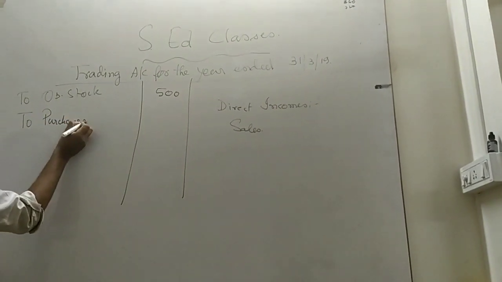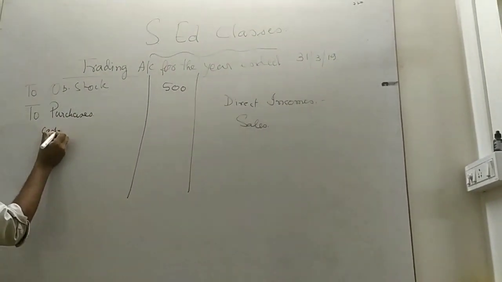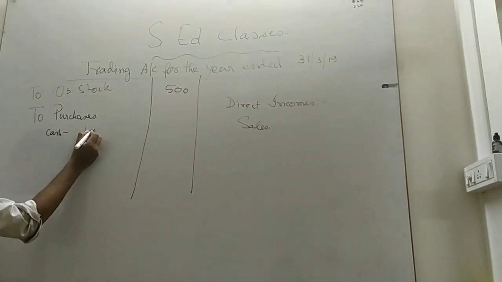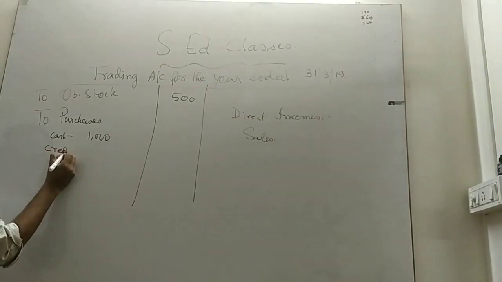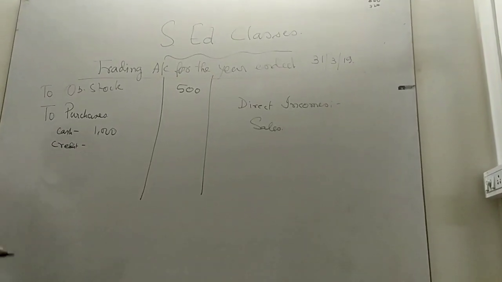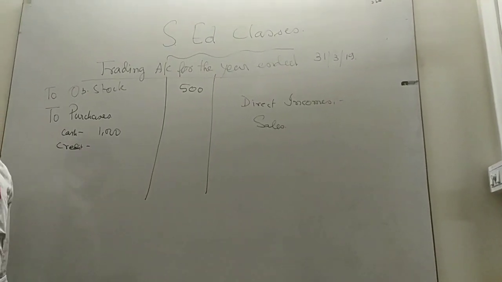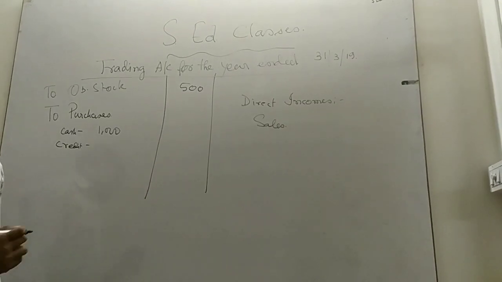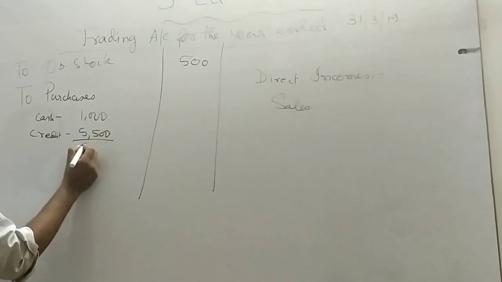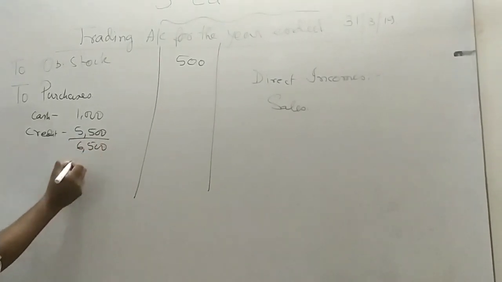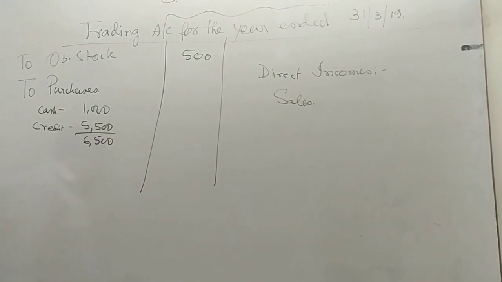Now cash purchase and credit purchase both are given. So we will write cash purchase. It is 1000. Then there is a credit purchase. On credit. Credit means you have not made the payment. You will make the payment a little later. That is 5500 is the credit purchase. Total purchase 6500.